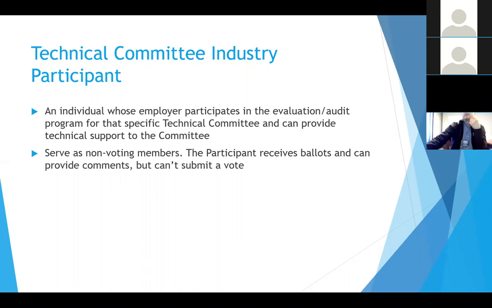Just as the industry representative, they serve as non-voting members. You can provide comments and submit your ballot results, but you cannot vote on any documentation.